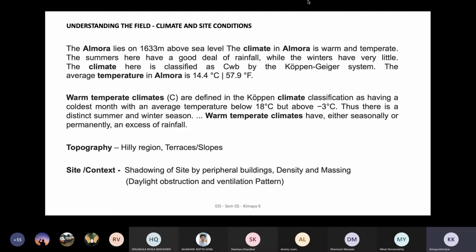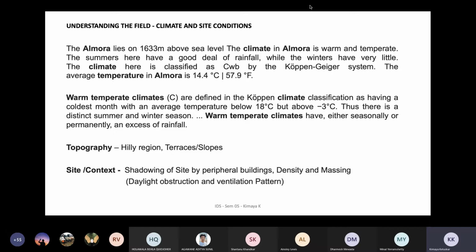Then comes the topography in terms of the hilly region, terraces, and the slopes. Now, Almora was very specific because it was higher in the altitudes. It is also in hilly region. There are terraces or slopes you need to understand, because if you are designing in a hilly terrain area, you need to understand how do you site your building well.